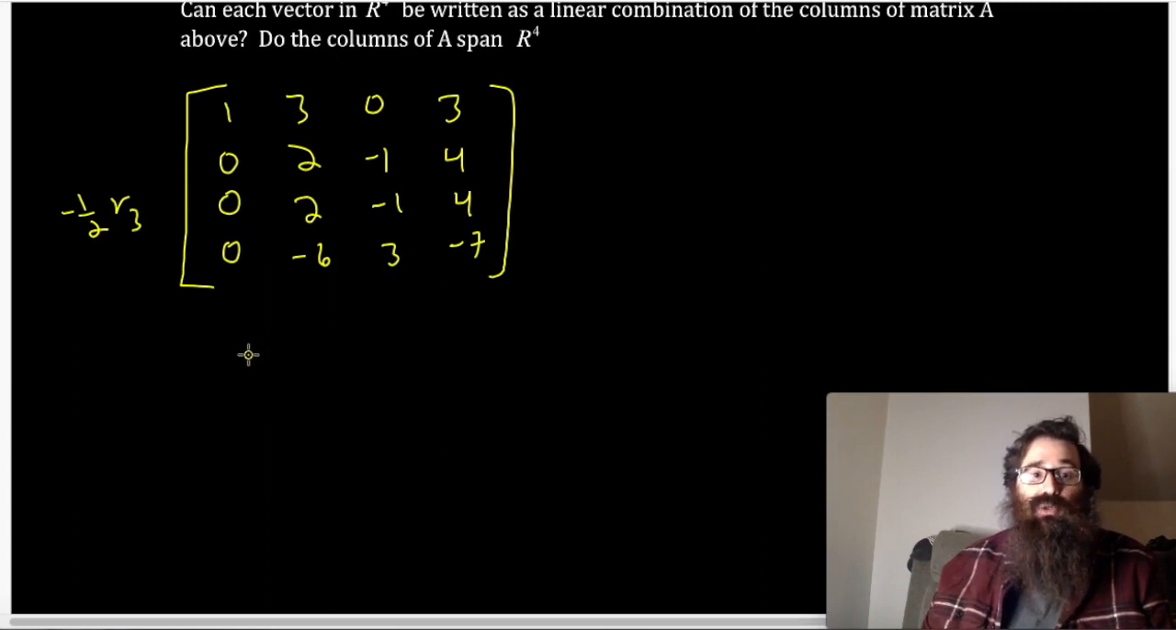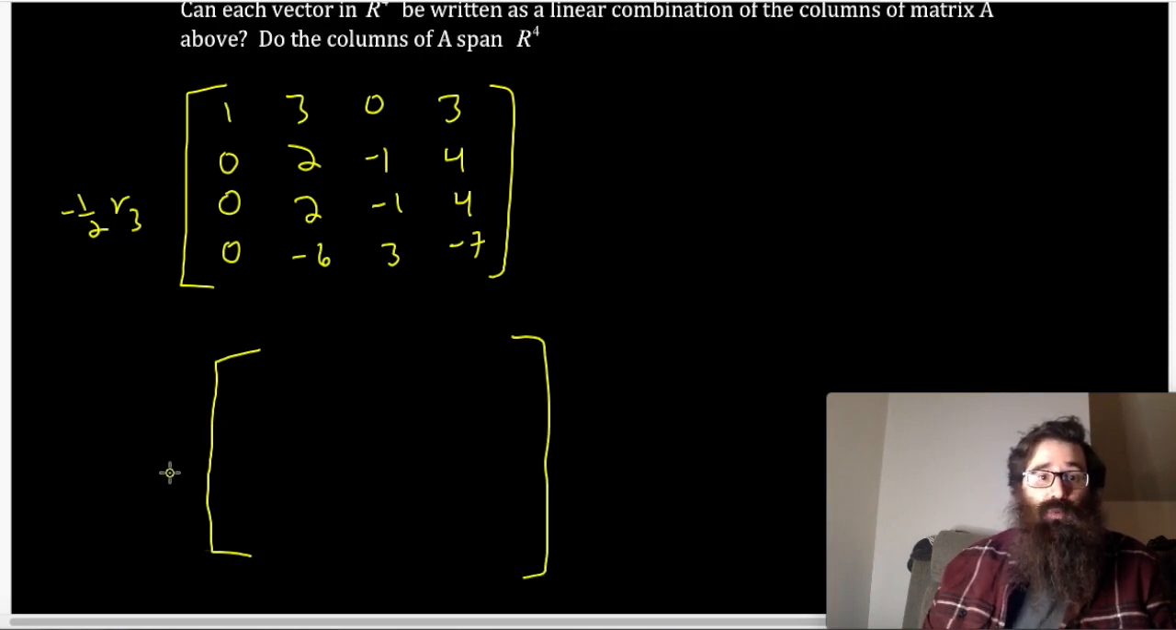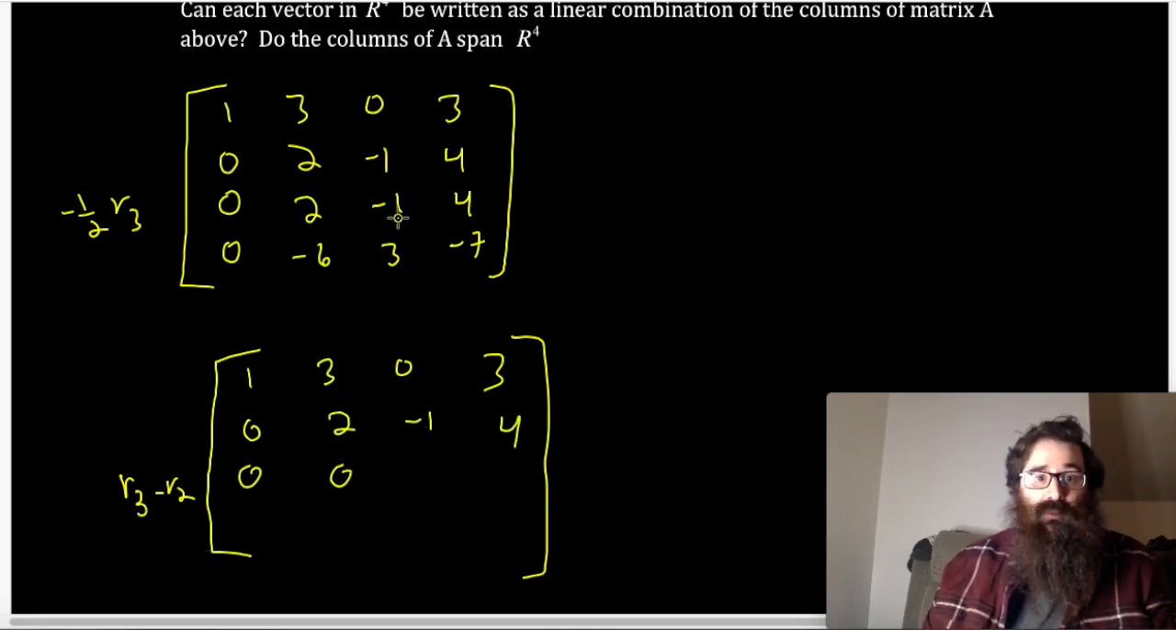And now I notice that rows 2 and 3 are identical. So I can actually do some more row replacement. I can eliminate a row is what I'm trying to say. I can work in row 3 and replace row 3 with row 3 minus row 2. And let me rewrite rows 1 and 2. Just get that out of the way. Row 3, 0 minus 0 is 0, 2 minus 2 is 0, negative 1 minus negative 1 is 0, 4 minus 4 is 0. You knew it was going to happen.